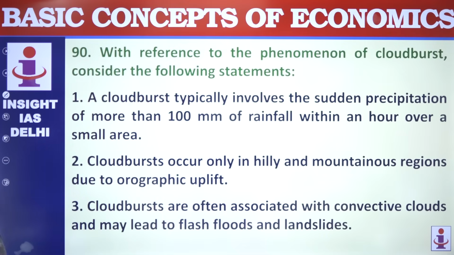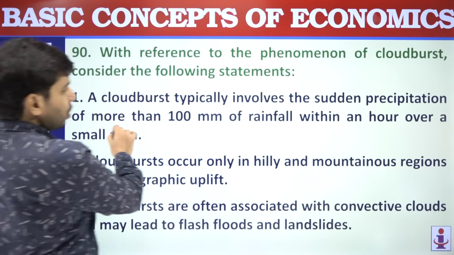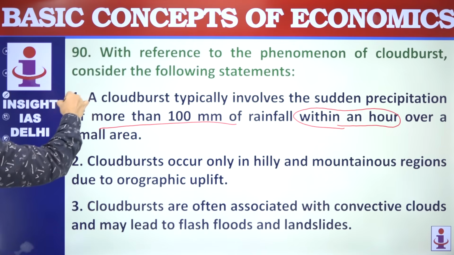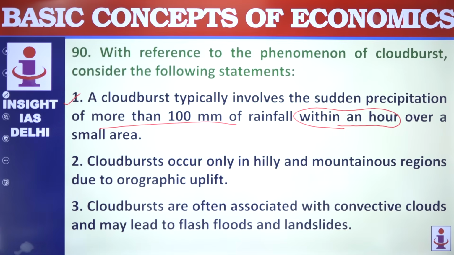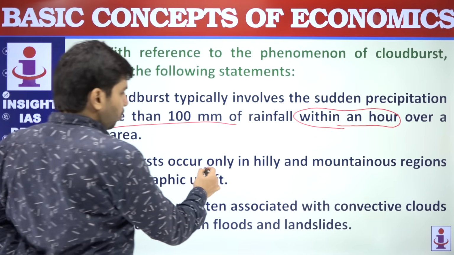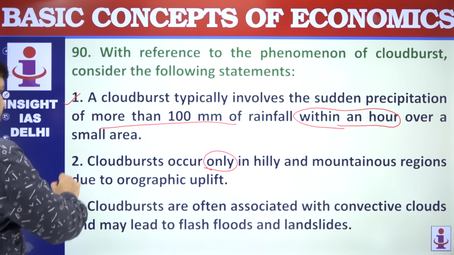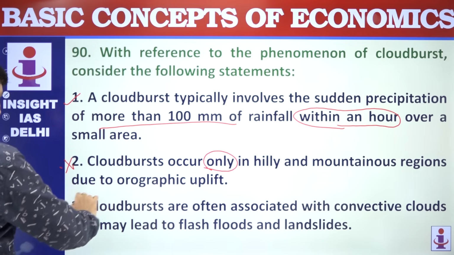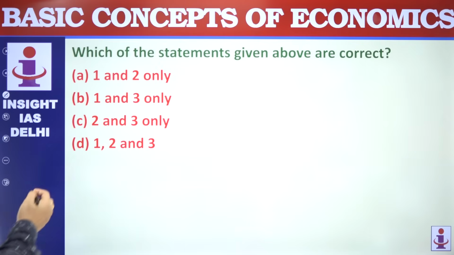Cloudburst typically involves sudden precipitation of more than 100 millimeter of rainfall within an hour. These are actually the very defining characteristic features of cloudburst. Cloudbursts occur only in hilly and mountainous regions due to orographic uplift. Not only in hilly and mountainous regions, it can happen sometimes in plains as well. So this is not correct. Cloudbursts are often associated with convective clouds and may lead to flash floods. Yes, 1 and 3 are correct.